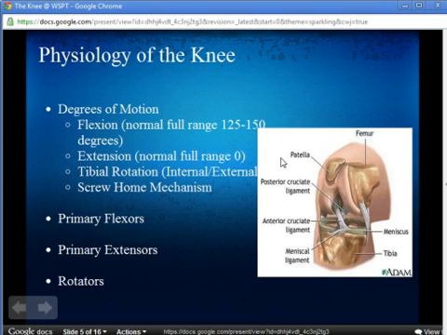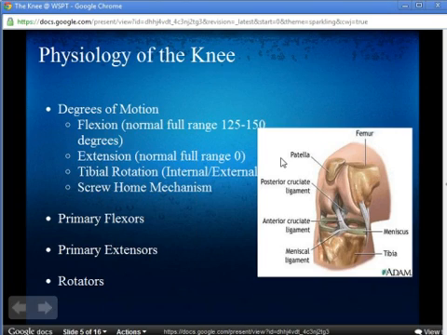So basically the screw home mechanism is the final phase of the extension, the final phase of the knee straightening. What happens is the knee joint moves more on the medial side rather than on the lateral side, because the medial bony prominence is larger than the lateral one. Again, let's make it very simple. It's just an external rotation, the final phase of the extension where the femur rotates on the tibia. Alright? And that's what's called screw home mechanism.